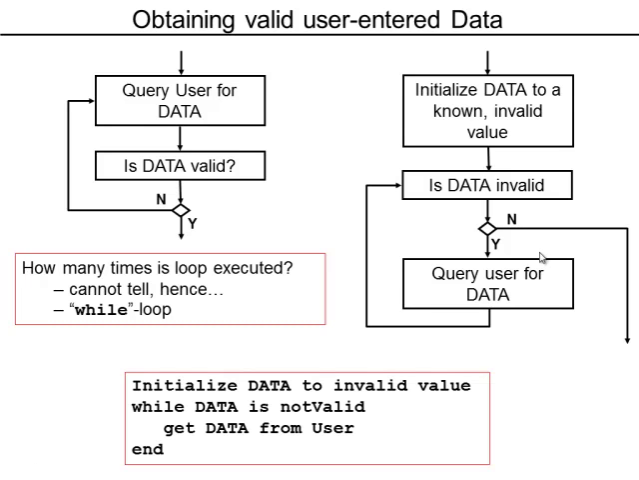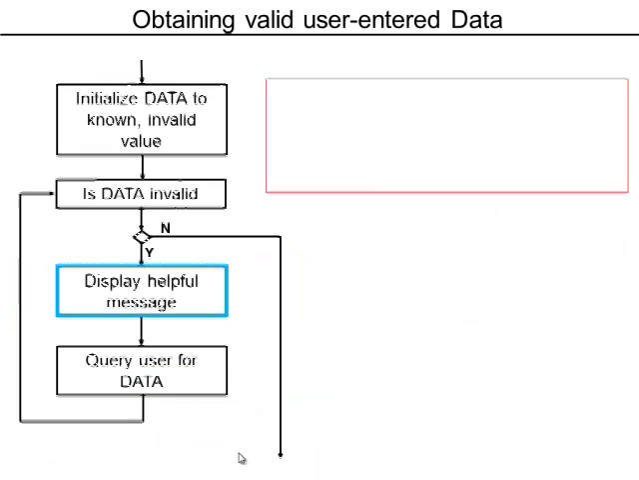So here's a pseudocode for this. Initialize the data to an invalid value. While the data is not valid, get data from the user and go back. And keep checking. While it's not valid, ask again for the user to enter some data. It's nice to put a message in there.